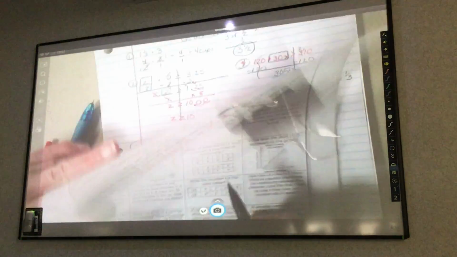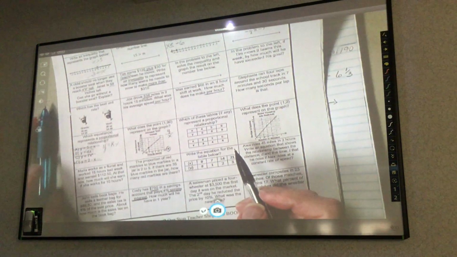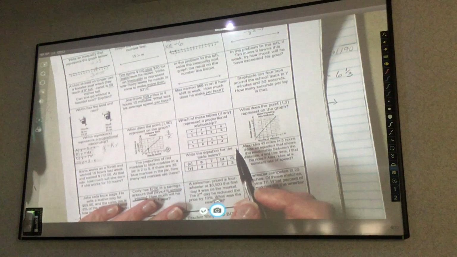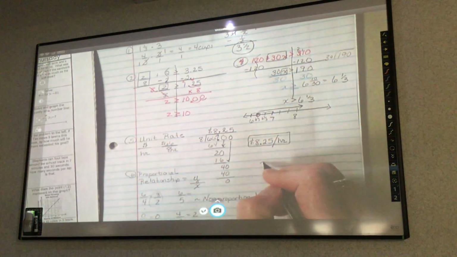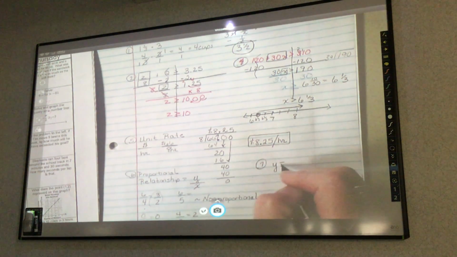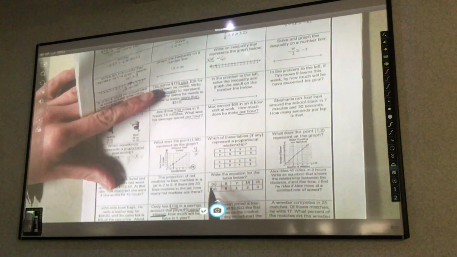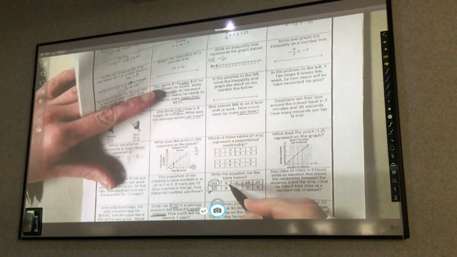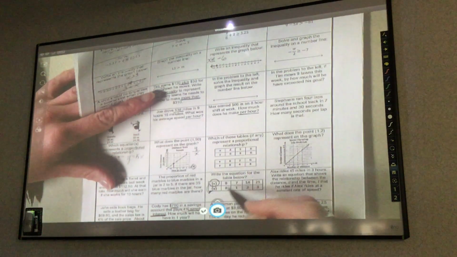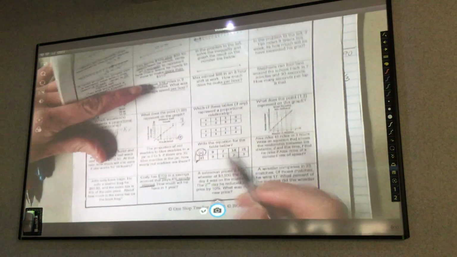Number 7 wants us to write an equation for the table below. When you're writing equations, do you say x equals or y equals? Y. Okay, great. So I'm going to start with y equals something. So then this is where I have to figure out, how did I get from x to y? Well, 0 to 0, I could multiply by 0, I can divide by 0, I can subtract by 0. So that's not going to help us.